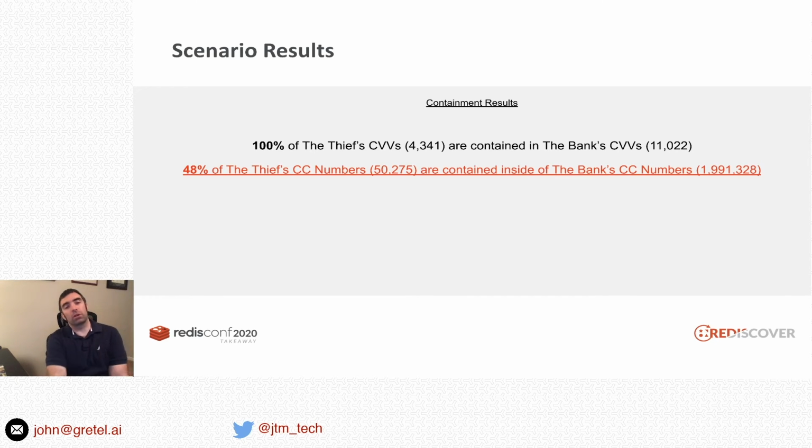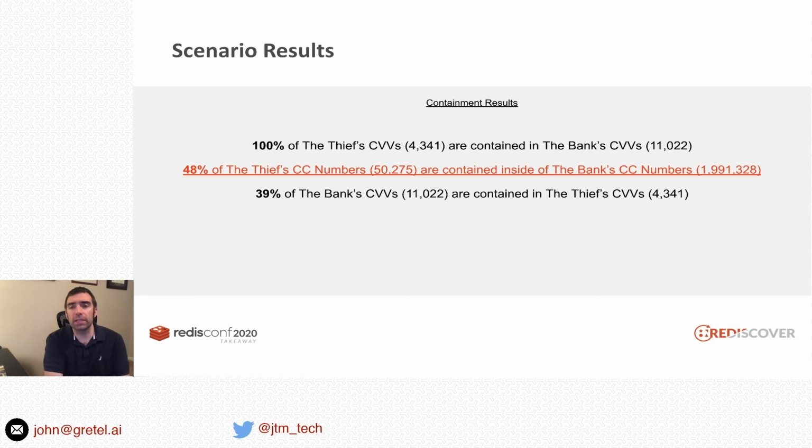So this is the meat that we're looking for right here. We have 48% of the thief's credit card numbers, which comes in at an estimate of 50,275, where the real number was 50,000, contained inside of the bank's credit card numbers, which comes in at an estimate of 1,991,000 and change. So this is the target that we're looking for. We know that the real answer is 50%. We come in at 48%. Given the difference in the cardinality sizes here, again, about 40 times bigger for the bank than for the thief, this is still pretty good.